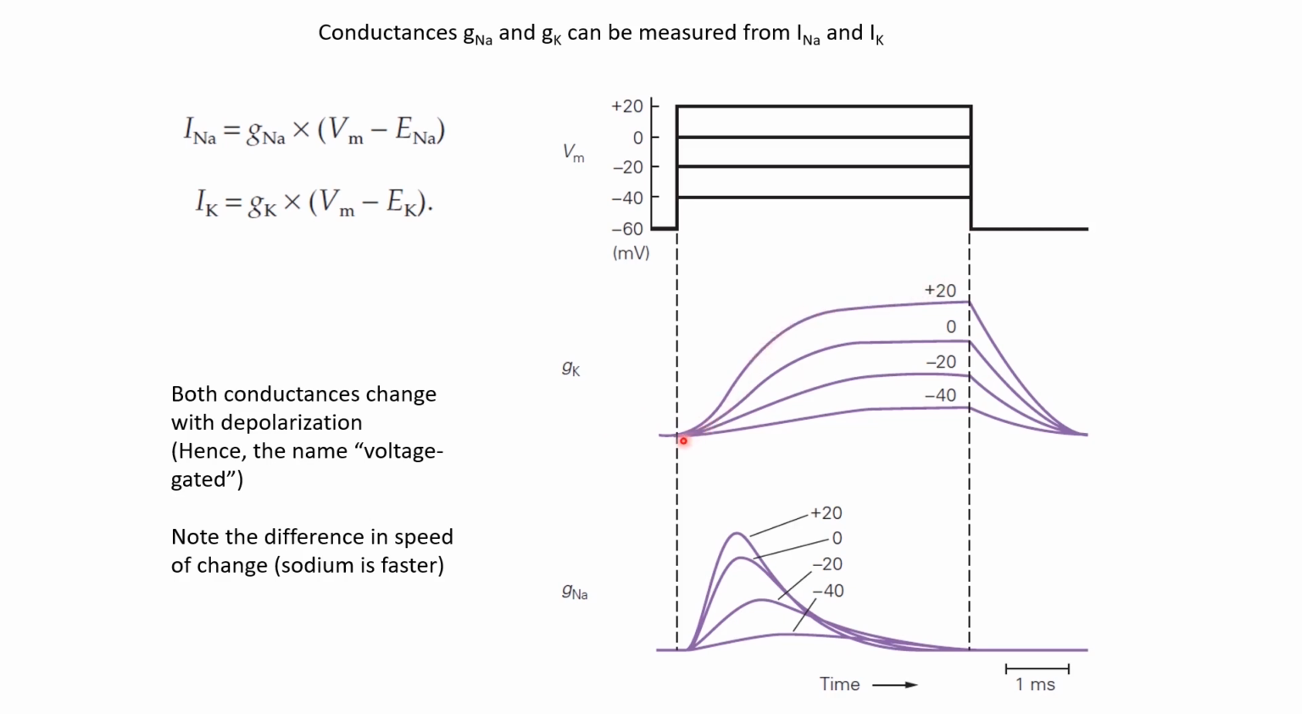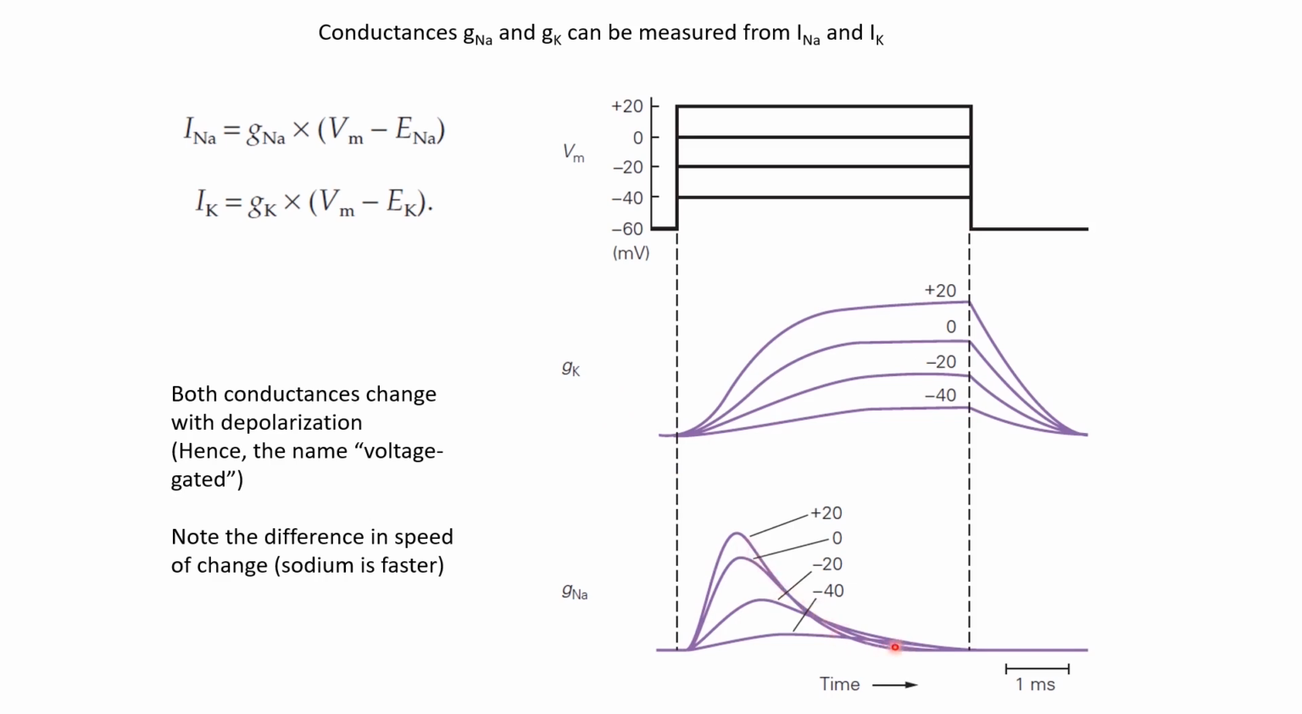So what this tells us is that the probability of opening of channels is increasing with time. The channels don't open all of a sudden, they start to open gradually. And the more membrane potential we have, the higher is the probability of opening. For sodium also, the more membrane potential we have, the higher is the probability of opening. But we see one difference here compared to the potassium channels, which is that the sodium channels open and then they seem to close again.